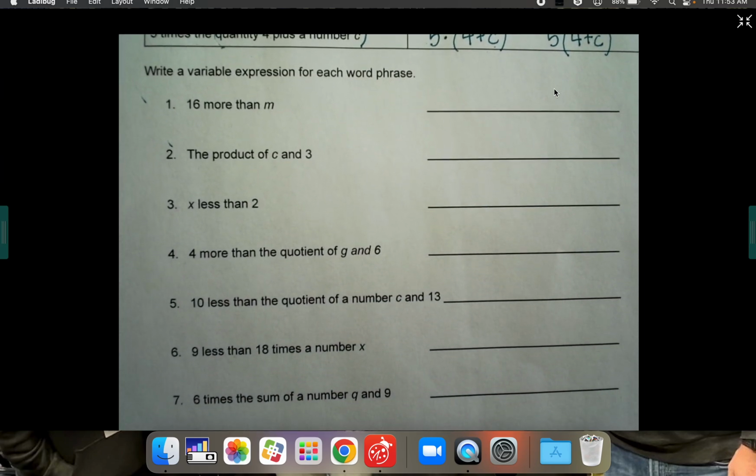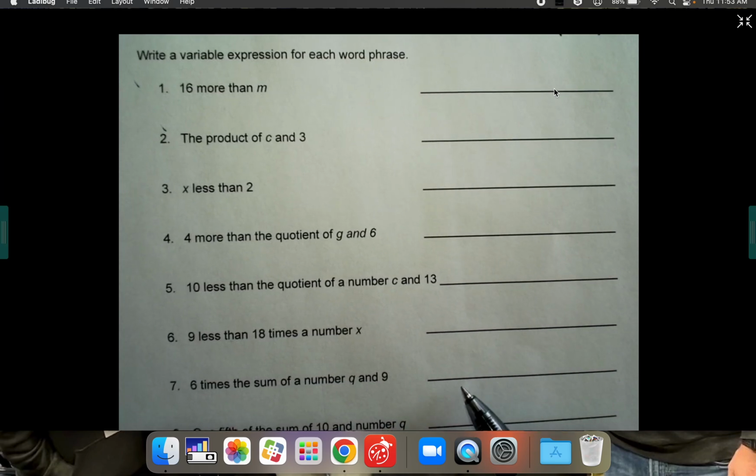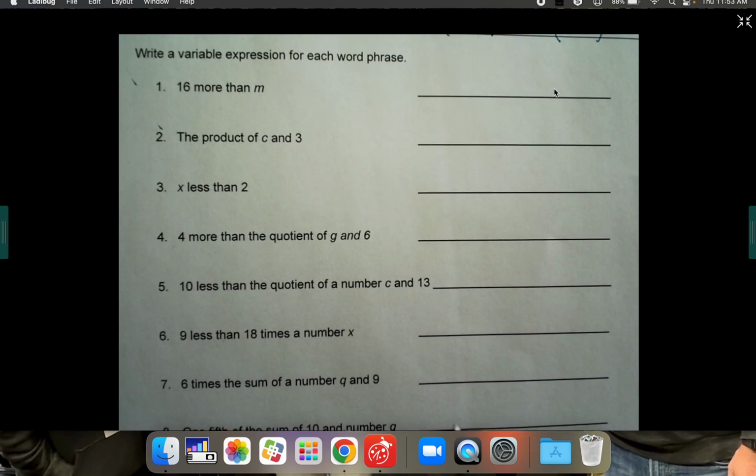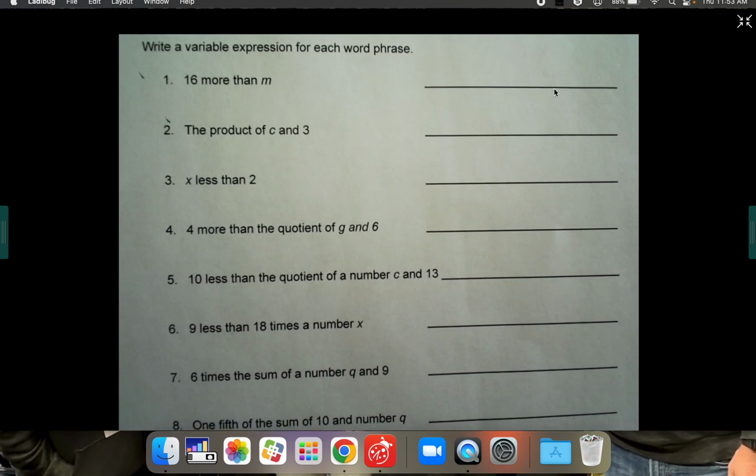Okay, for the next section, I would love for you to pause the video and try these on your own. If you're not quite ready, go ahead and just keep watching the video. But if you are ready to try a few, push pause, try them, and then check your work, please.